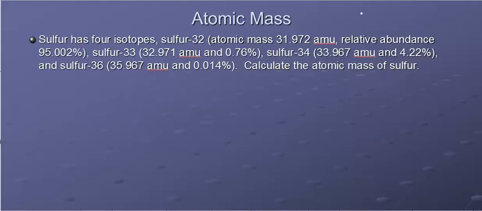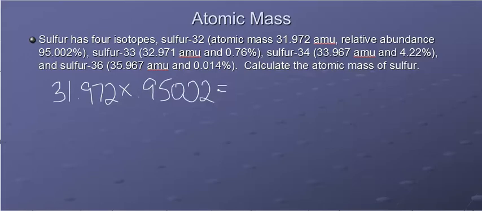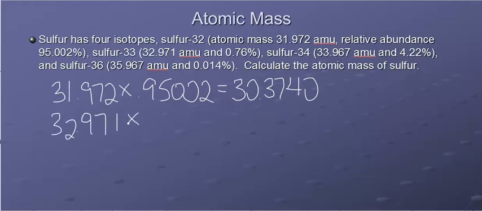Sulfur has 4 isotopes. So what I'm going to do is take the mass of each isotope. I'll start with sulfur 32, which has a mass of 31.972, multiplied by its abundance. It's 95%. I'm going to change that to a decimal, 0.95002. I'm going to do that for sulfur 33, the next isotope. Mass 32.971 times its abundance in decimal, 0.0076.